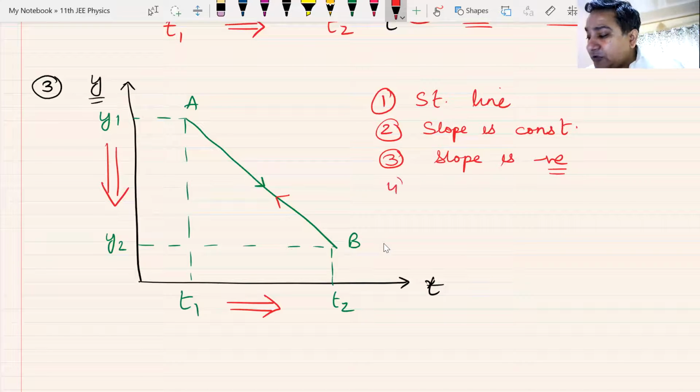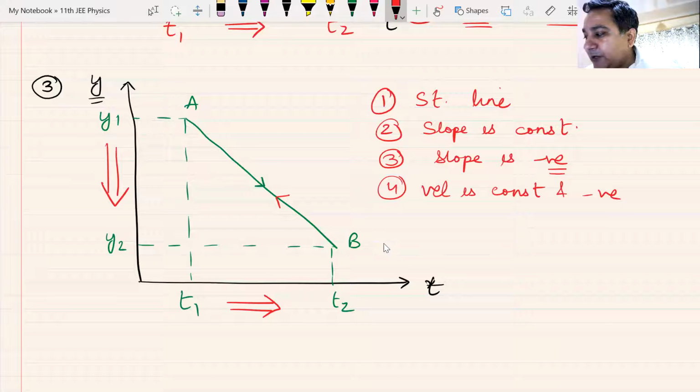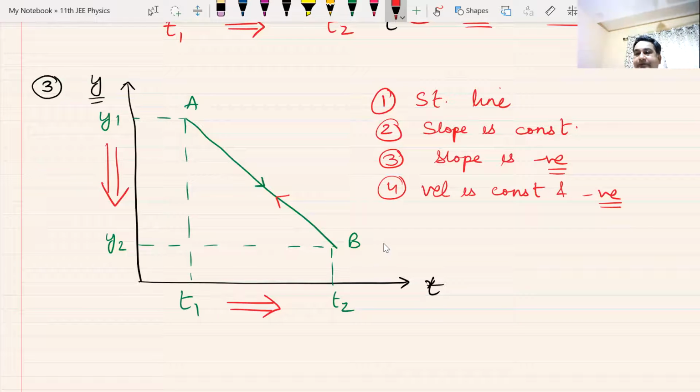Let us talk about the velocity of this particle. Velocity is constant and it is negative. Am I clear? The particle is definitely moving. It's evident that the particle is moving. What about its acceleration? We come back to the same point.